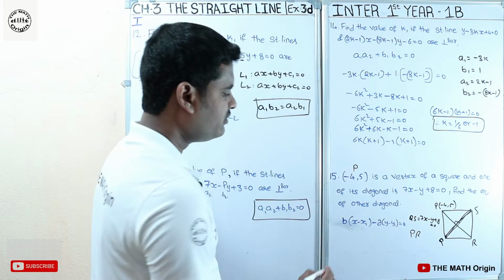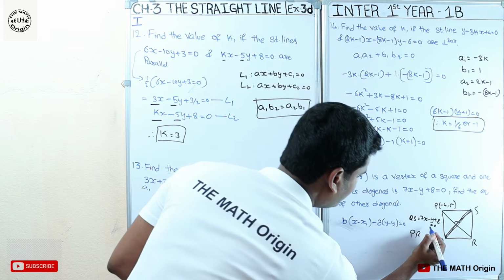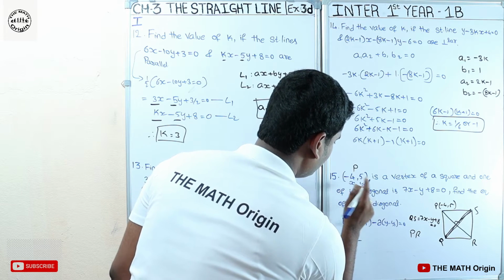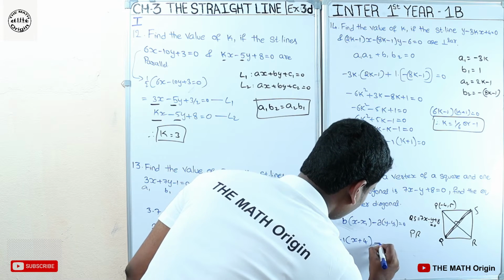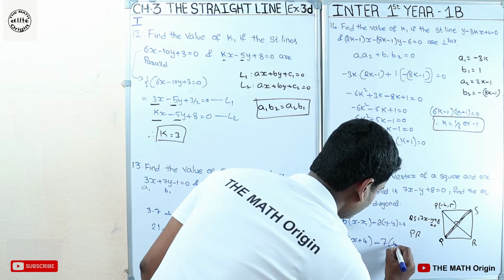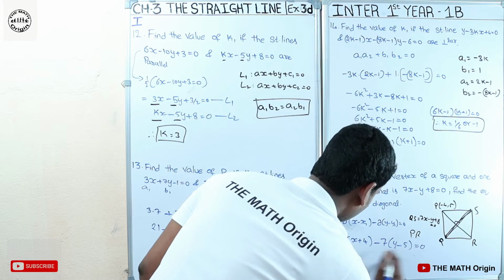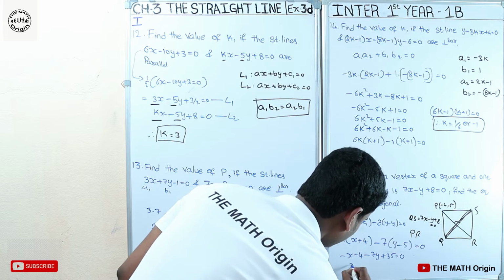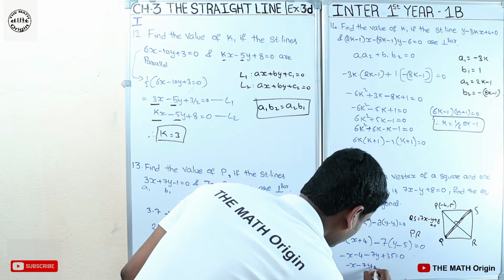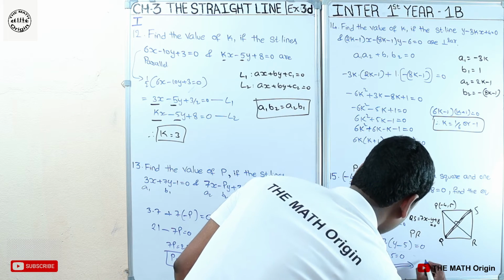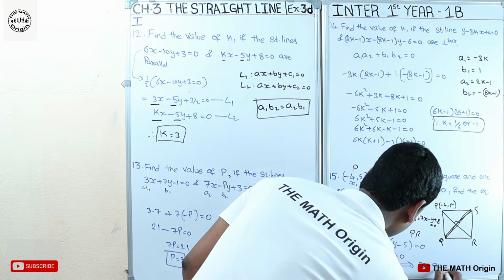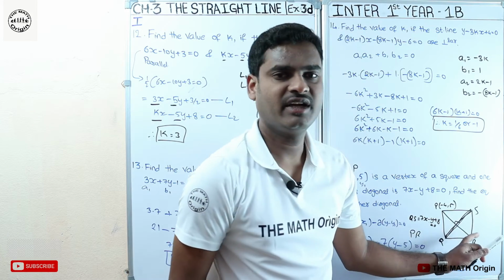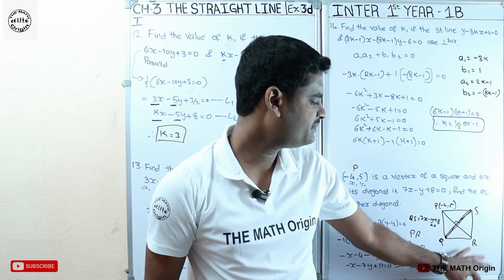From this, if you see here, we have b value as minus 1 into x minus x1. Here we have x1, y1, so x1 value is minus 4, so it's minus of minus 4, minus b is 7 into y minus y1 is 5 equals 0. So minus x minus 4 minus 7y plus 35 equals 0. From this, minus x minus 7y plus 31 equals 0. From this, the equation I will take as minus x plus 7y minus 31 equals 0, which is the equation of the other diagonal of this curve.